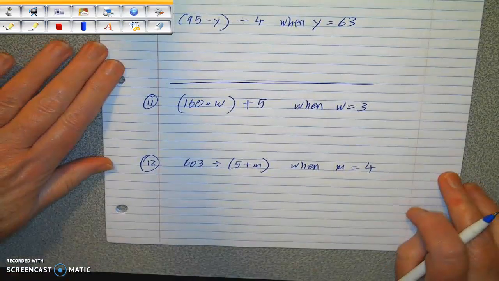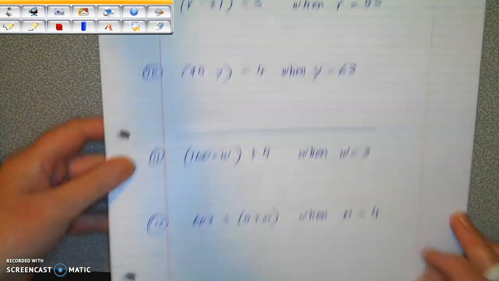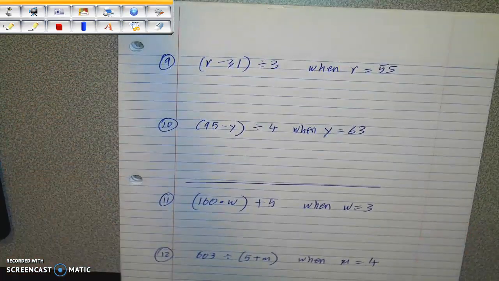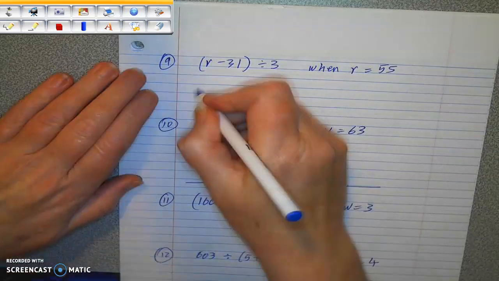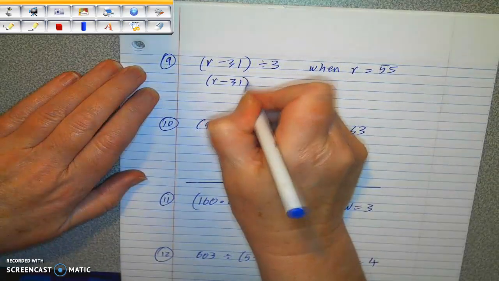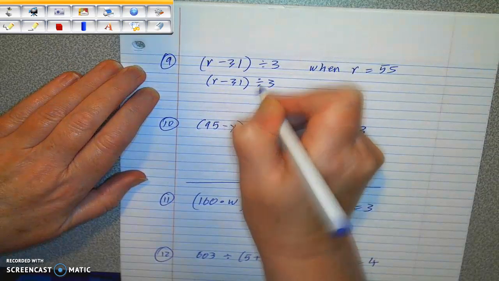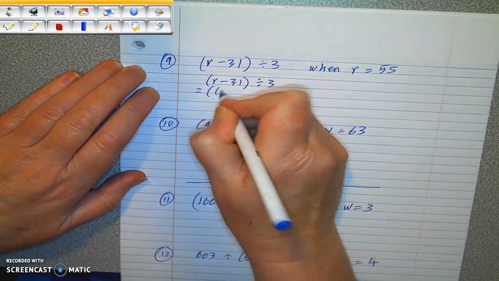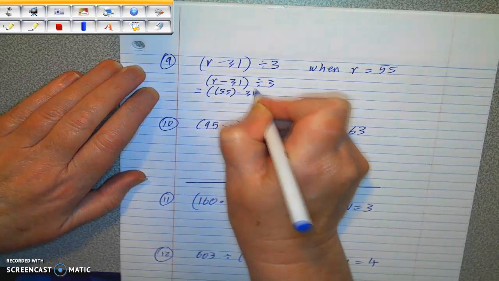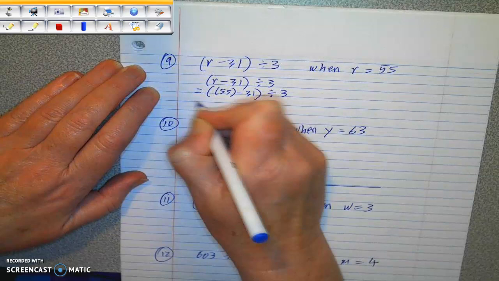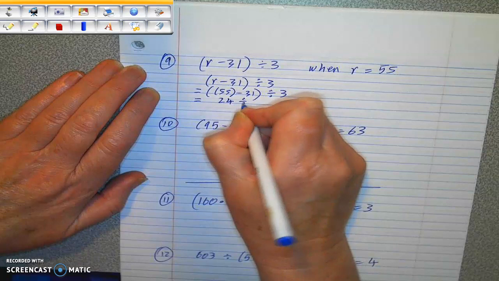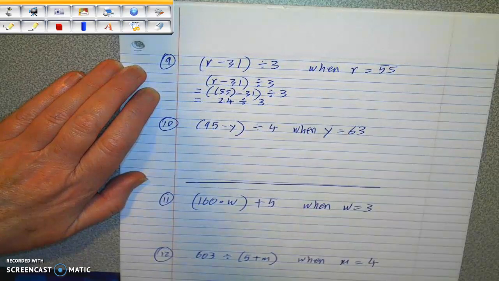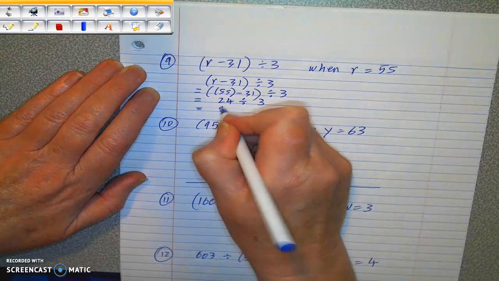All right, moving on to some problems that have a few more steps in them. So here's number 9. R minus 31 inside parentheses divided by 3 when R is 55. So 55 minus 31 divided by 3. When you take 31 from 55, you get 24. And we're going to divide that by 3. And 24 divided by 3 is 8.